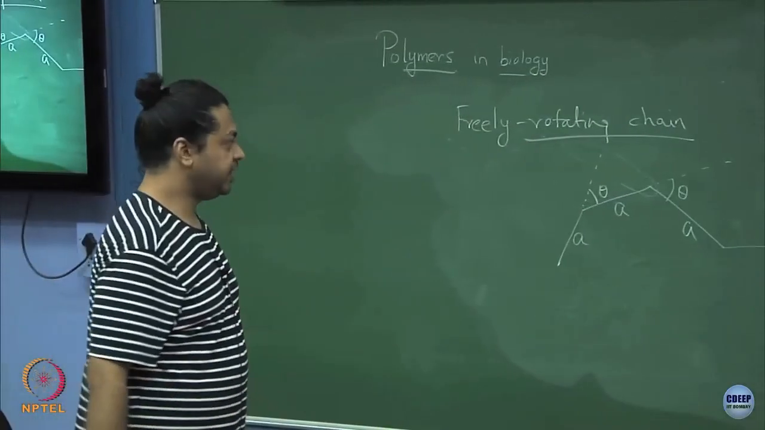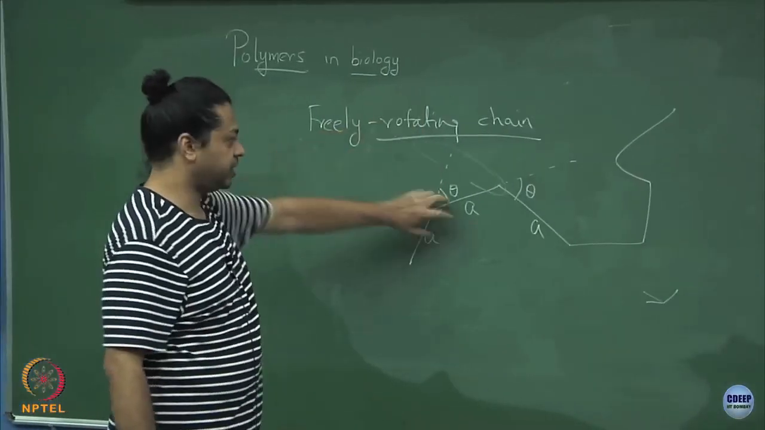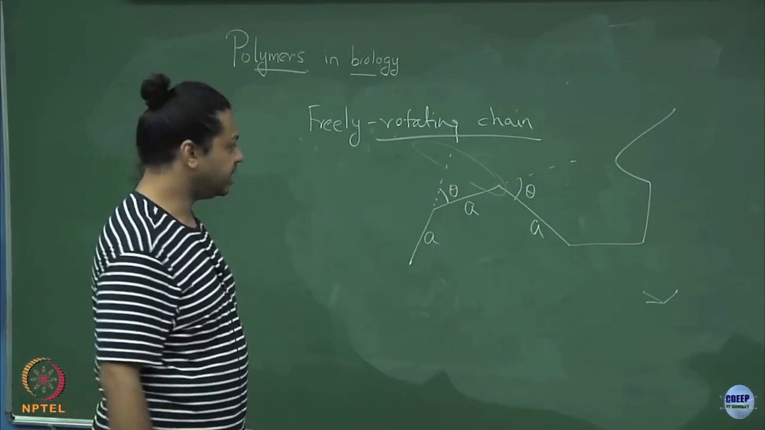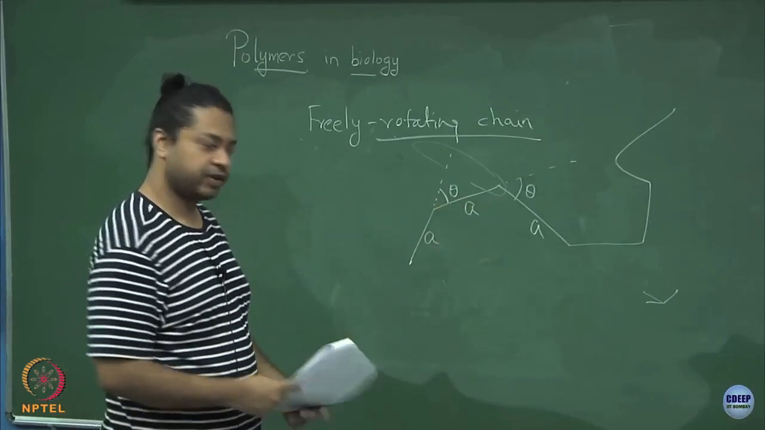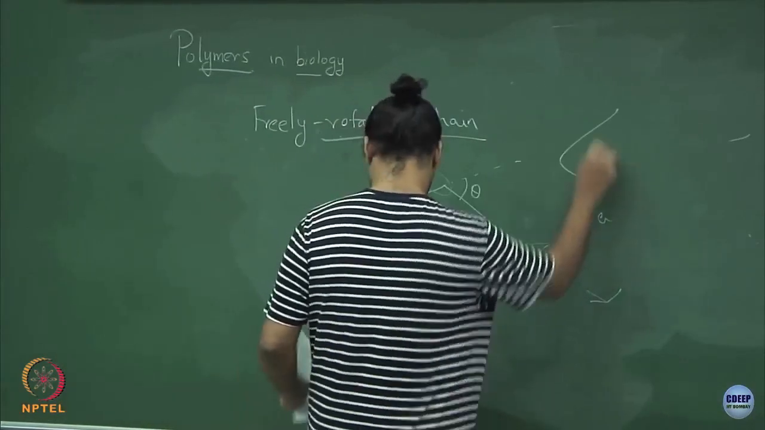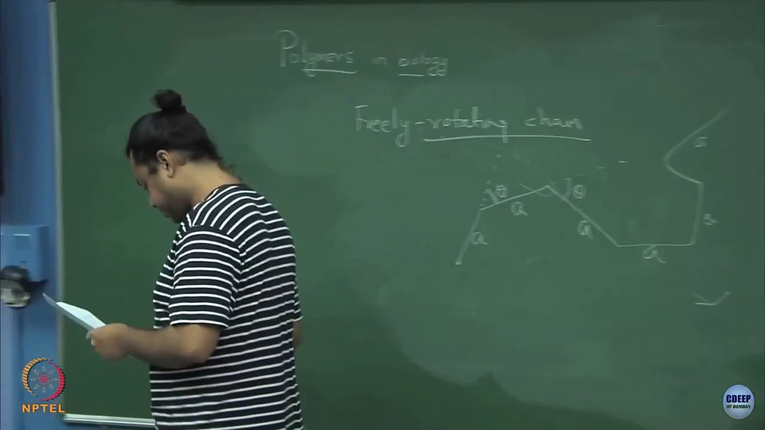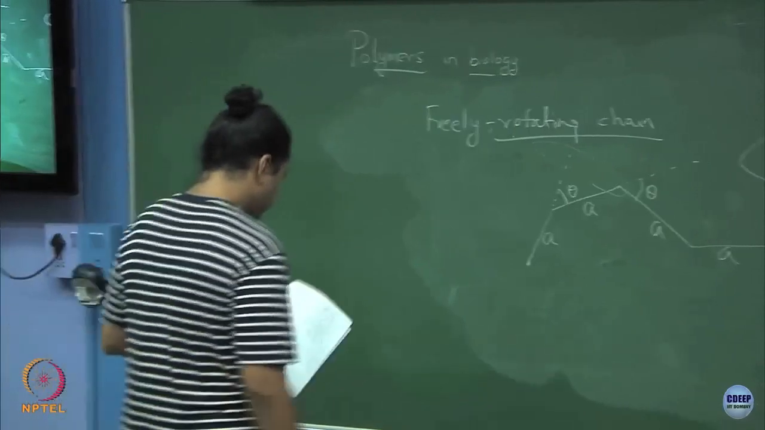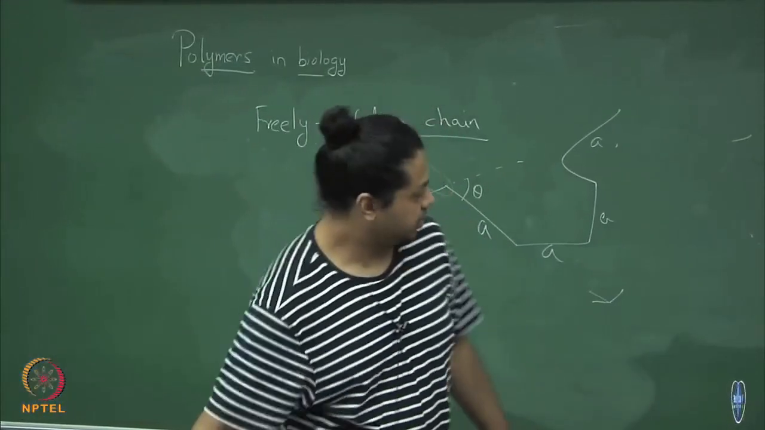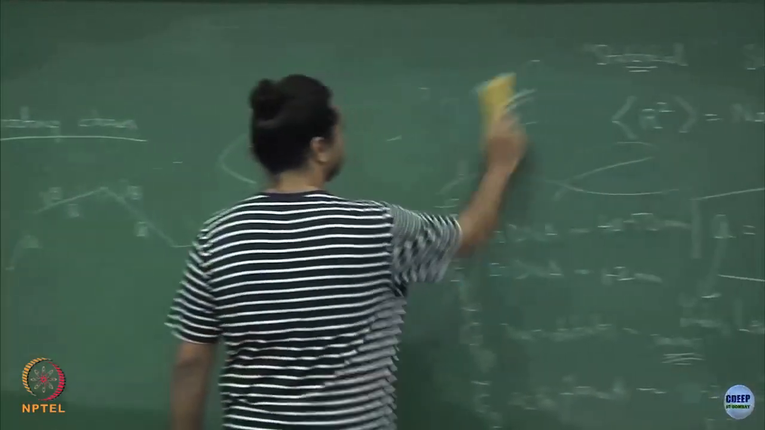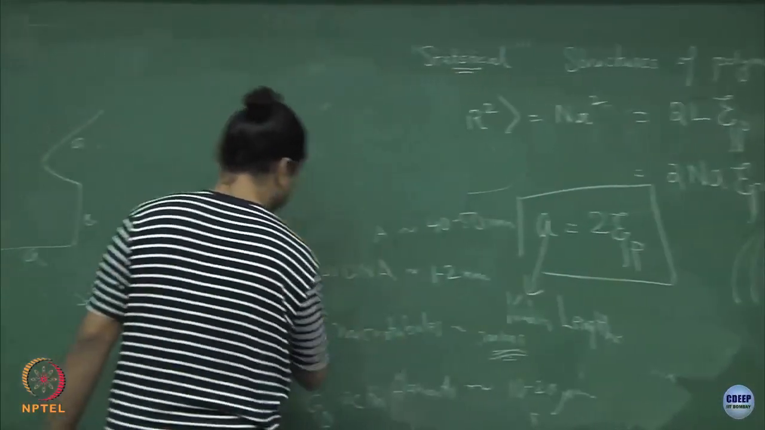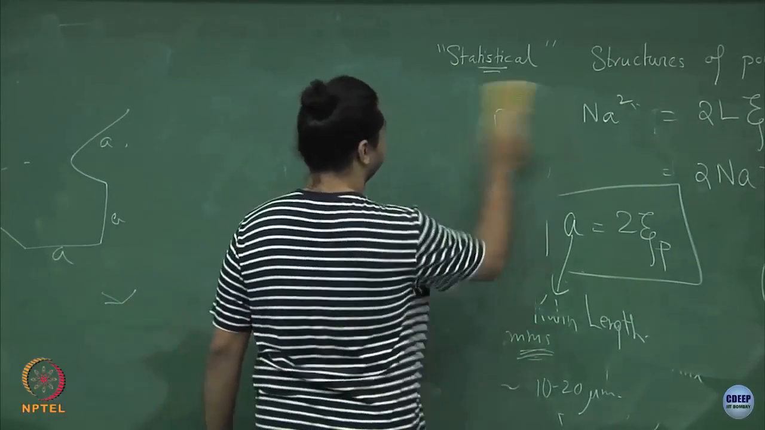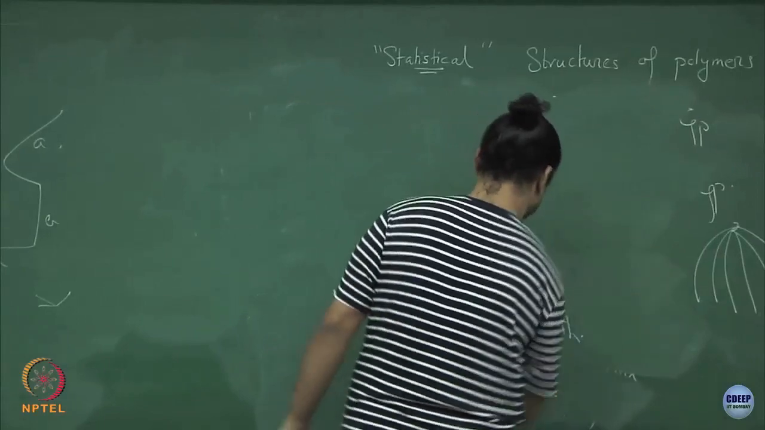So, there is now a constraint compared to the freely jointed chain, where there was no such angular constraint and it could be anything. Here I have a constraint that this angle must be theta, but the lengths are all still the same, let us say A. And so, if I write down the tangent-tangent correlations, unlike in the freely jointed chain, this would no longer be 0. There would be some correlations, because my bonds are restricted to lie on that cone of angle theta.